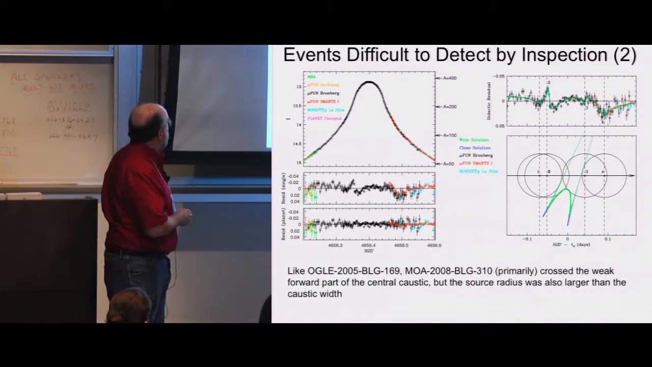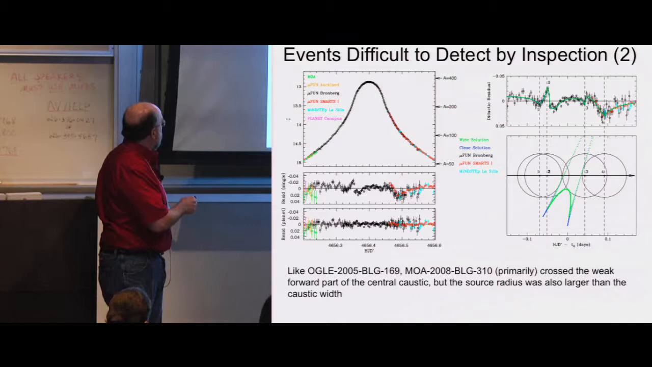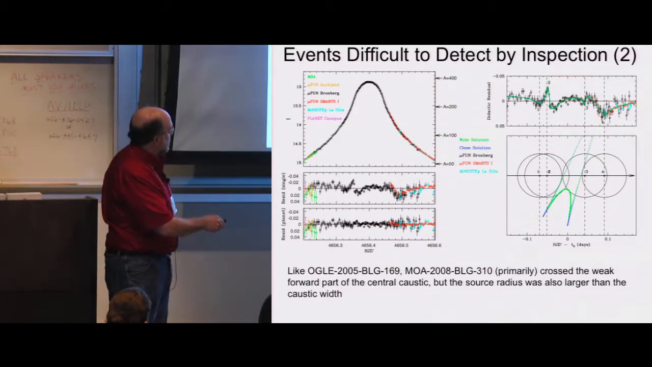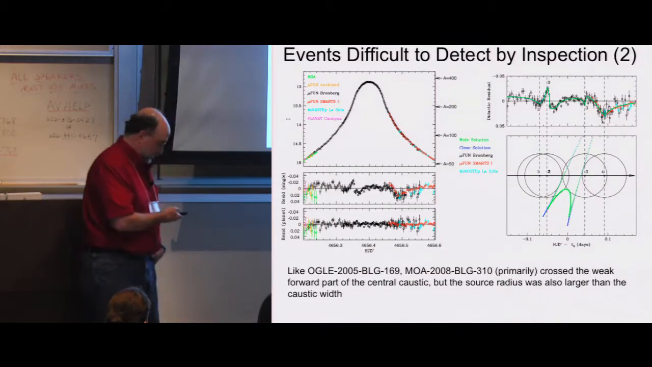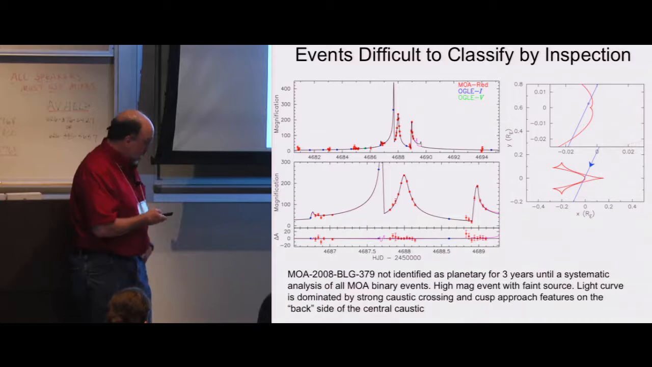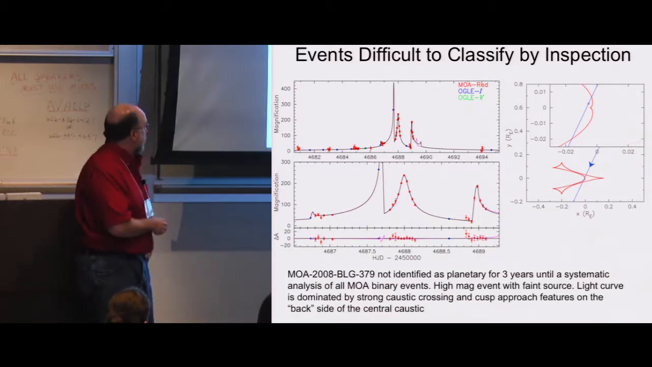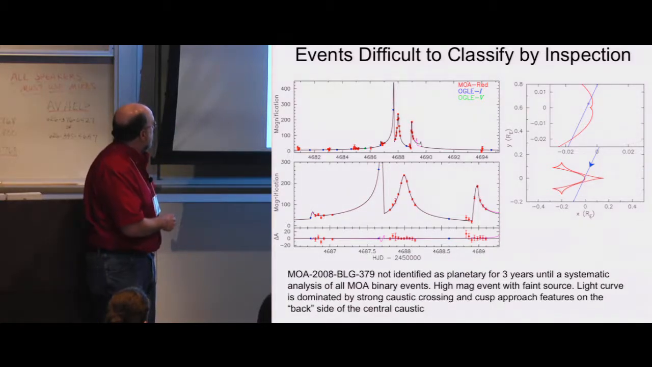This is one that Scott showed. Here, if you just look at this, you don't see the planetary signal. This is because the size of the source is larger than the caustic, and so you just get little features here of a few percent. This is one that remained unidentified as a planetary signal for 3 years.